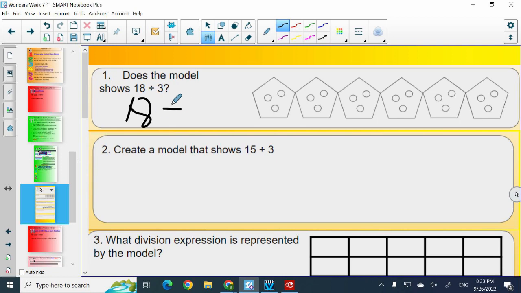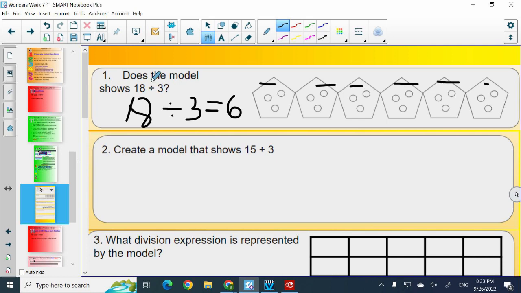Now, let's see if there's a 3 somewhere in that division. Well, we do have 3 dots in each one, so that's correct. And so that would show the model, and then this last one would be how many groups would that be? Well, we got 1, 2, 3, 4, 5, 6. So 6 groups. All right, let's go to the next one.